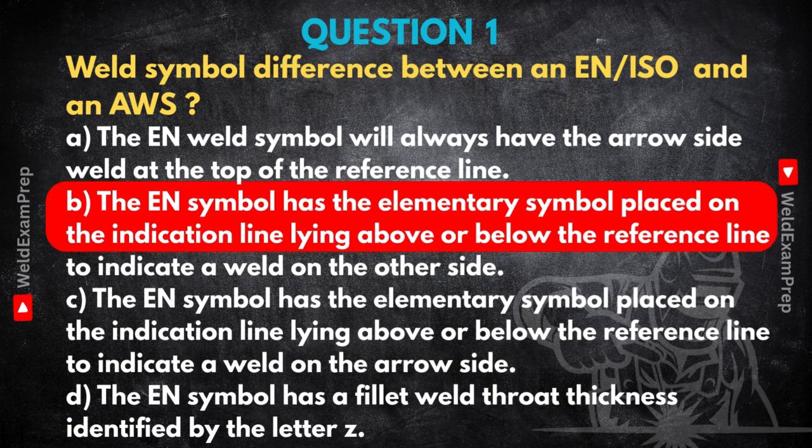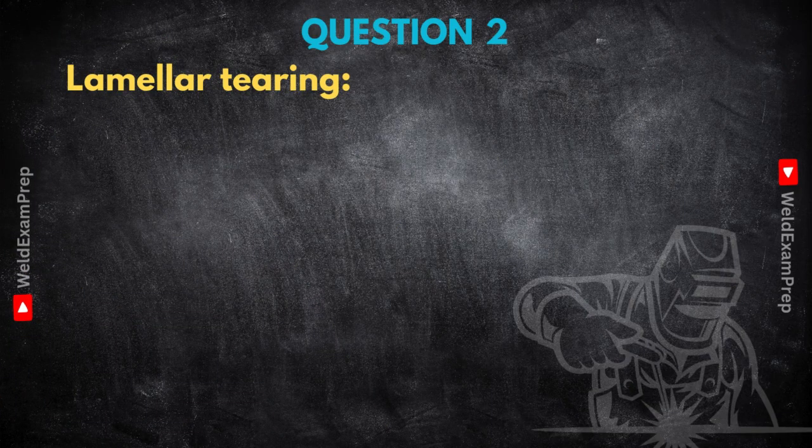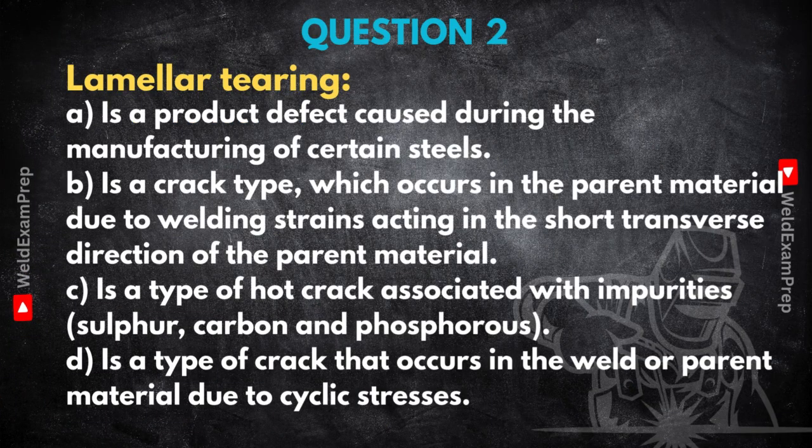Okay, so from reading the plans, let's shift to what can actually go wrong inside the metal itself. Defects. This is where it gets really interesting. What exactly is lamellar tearing? Your options. A is a product defect caused during the manufacturing of certain steels. B is a crack type, which occurs in the parent material due to welding strains acting in the short transverse direction of the parent material. C is a type of hot crack associated with impurities, sulfur, carbon, and phosphorus. D is a type of crack that occurs in the weld or parent material due to cyclic stresses.